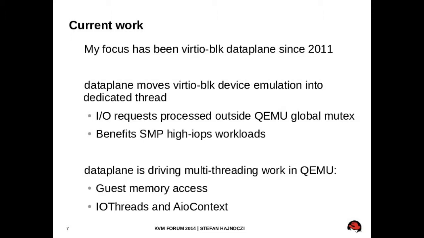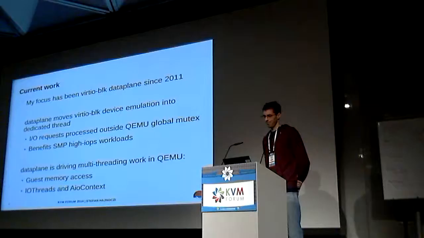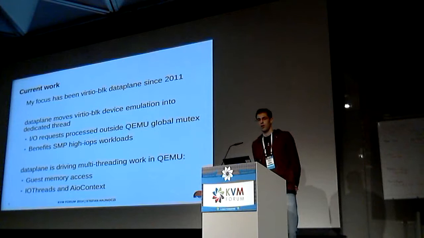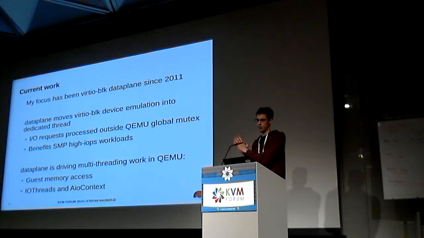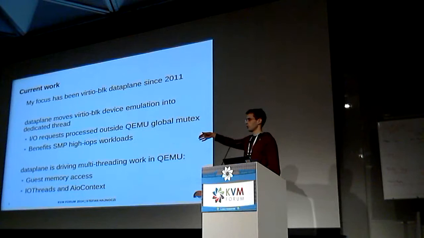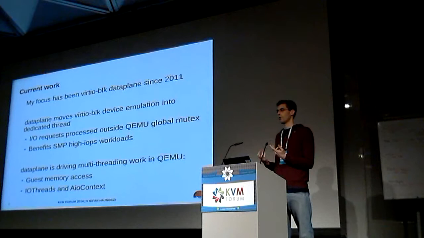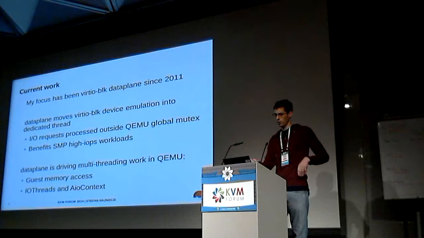So my current focus is on virtio-blk dataplane. And the idea of dataplane was that if you have a guest, especially an SMP guest, that's trying to do things in parallel, but QEMU forces all the I/O to happen under the global mutex, the virtio-blk emulation, we need to take that and move that out into its own thread so that it can run without affecting the VM. And so you can have multiple disks running at the same time if you have the host resources for it.